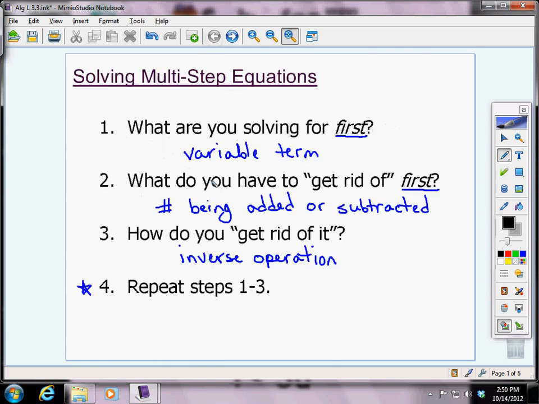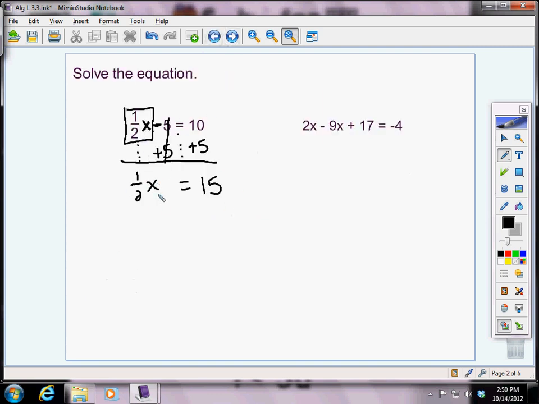Remember, once we do our 3 steps, we go back and repeat. So now we say, well, what are we solving for now? Well, we're solving for the x. So what do you have to get rid of? Well, you have to get rid of the 1/2. It's times 1/2, so how do we get rid of it? Well, we divide by half. But remember, dividing by a fraction is the same thing as multiplying by its reciprocal. So if we just multiply each side by 2, this cancels out to give us a bunch of 1s over here. So we have 1x equals 15 times 2, which is 30.